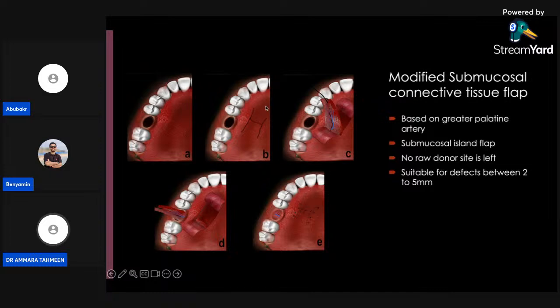This dissection is carried out at the level of submucosa. So at the submucosal level, this is how the ends of the two flaps are reflected. Then, based on the greater palatine artery, they place a deep incision into the connective tissue and reflect this flap. Can you see, this is the connective tissue flap.